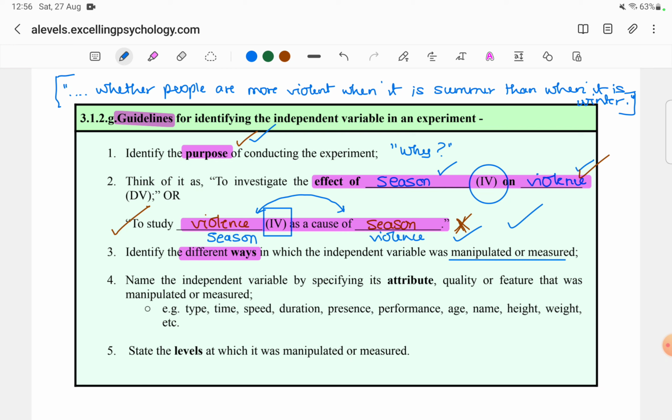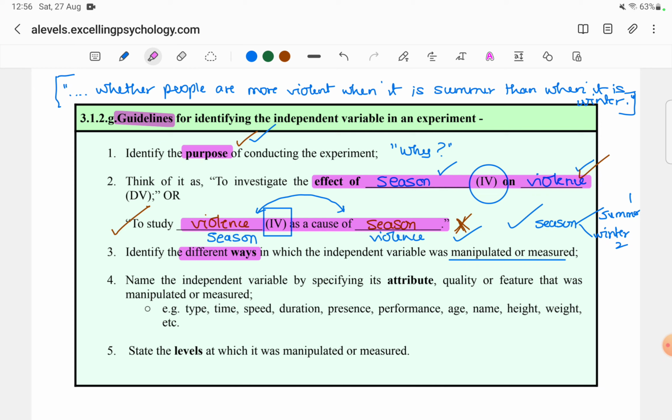He has not manipulated it because he does not decide when it is summer and when it is winter. So what I can tell myself is that the independent variable is season, and the researcher has measured it as either summer or winter. So these are two ways in which he has measured the season. Okay, coming to the next point.